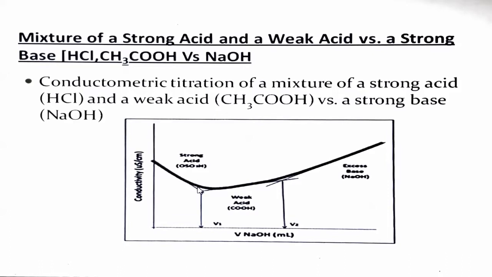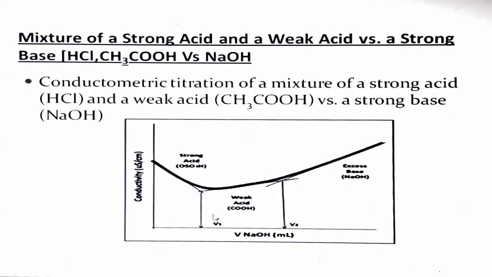So first a fall due to complete neutralization of HCl, then the second equivalence point. This was the first equivalence point, which shows complete neutralization of HCl. This is the second equivalence point, which shows complete neutralization of acetic acid, and now this steep increase shows the addition of excess NaOH. When both the acids are neutralized, if we add NaOH, conductivity increases due to the mobility or conductance of OH ions.